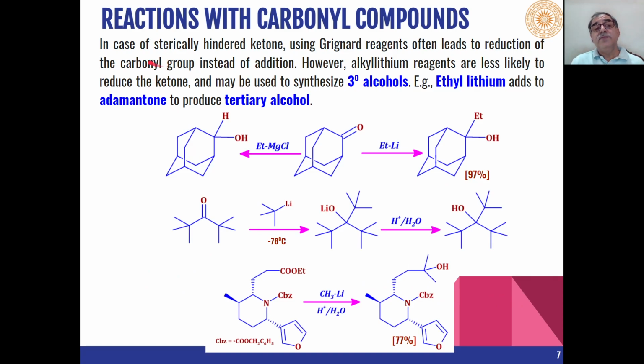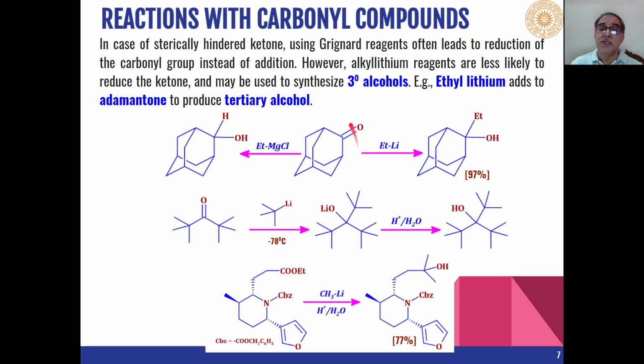Then in case of sterically hindered ketones, as you have seen in case of Grignard reagent, instead of addition, we get reduction of the carbonyl group in case of Grignard reagent. Whereas alkyl lithium reagents do not reduce the ketone, but the organolithium compound adds to the carbonyl compound.